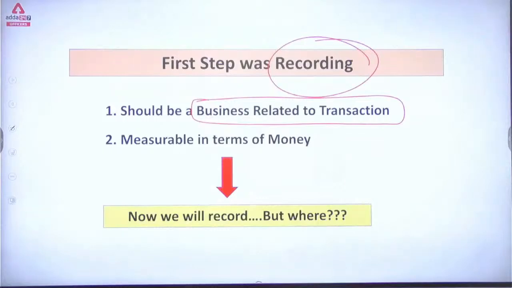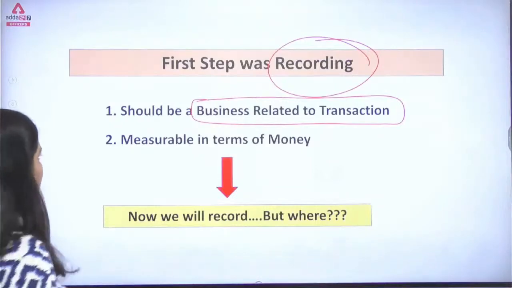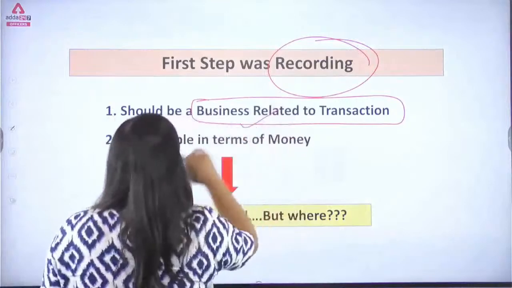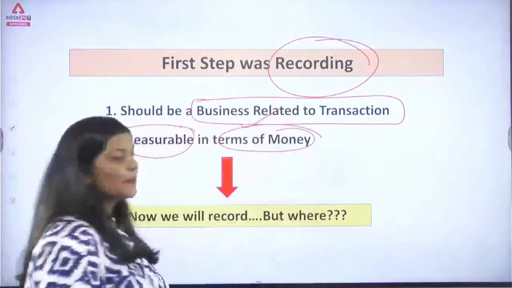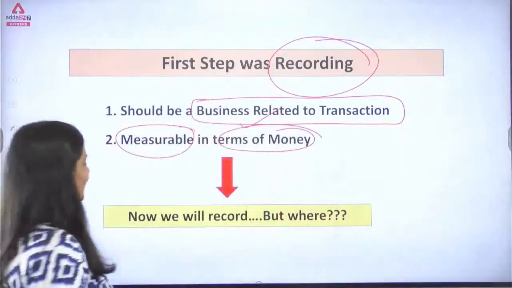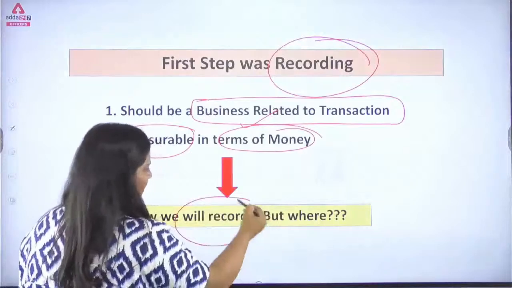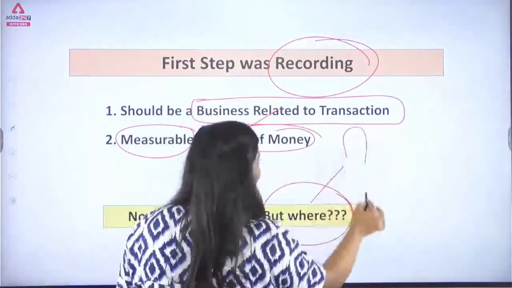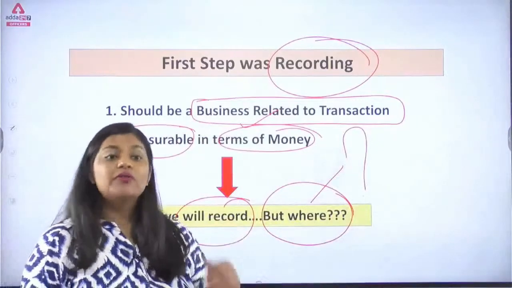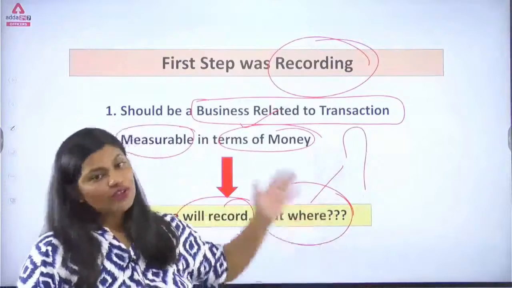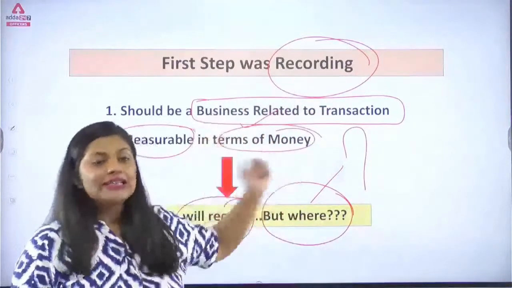Correct? Now, once we have confirmed that it is a business related transaction, second, we are clear it is measurable in terms of money. The other thing is now we will record the transaction. But again, the question is, where are we going to record? Yes or no? We know it is a business related transaction. It is in terms of money.